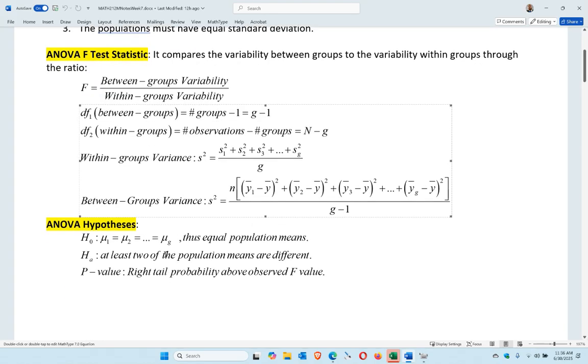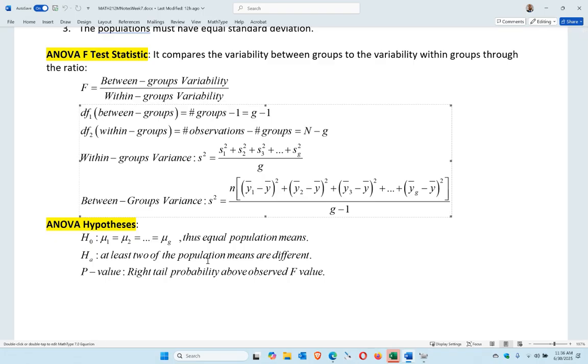The null hypothesis is that all the population means are the same, and the alternative is that at least two of the population means are different. Because you only need two of them to be different, or one of them to be different from something else, for it to fail.